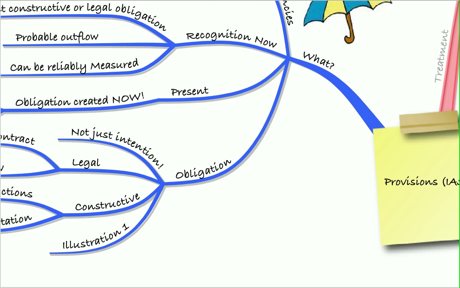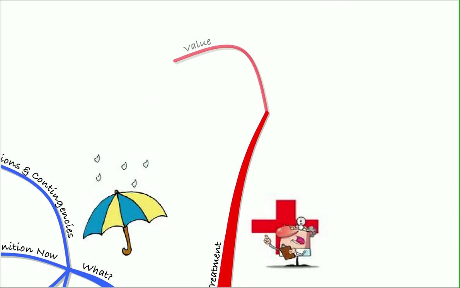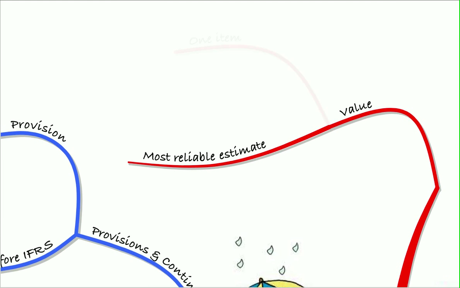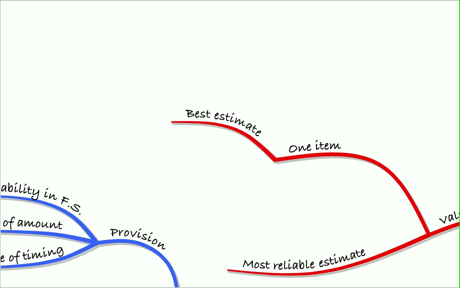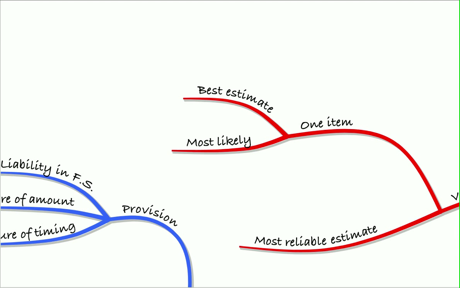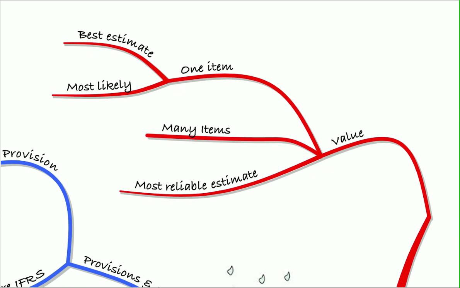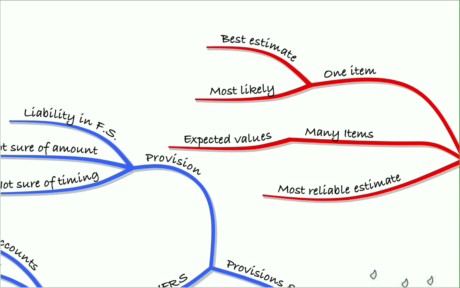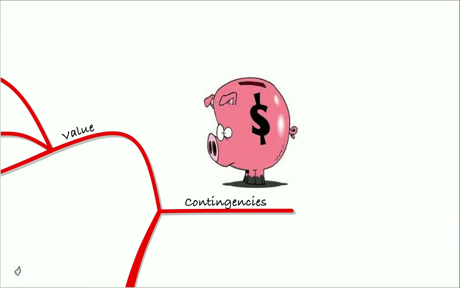The treatment then for our provisions, well, the value of the provision must be the most reliable estimate you can get. So for one item, that would be the best estimate based on the best information you have. So the most likely outcome. For many items, well, we can use expected values based on the probability of each outcome and the value that it would entail. We then went on to look at contingencies.